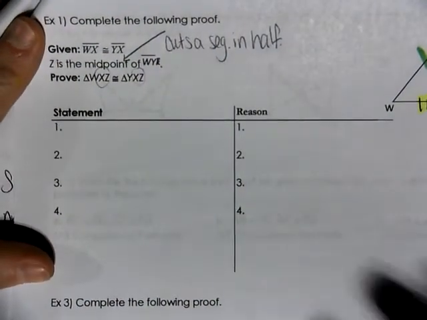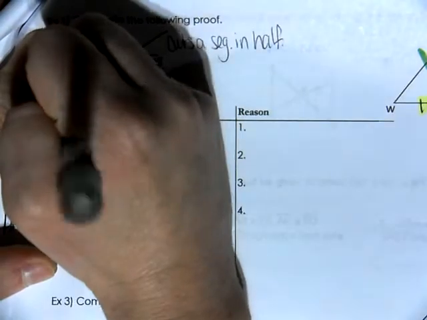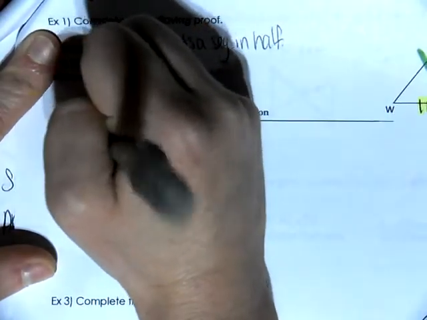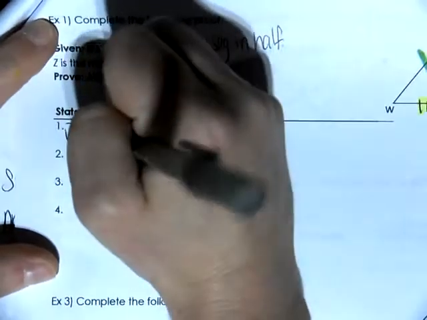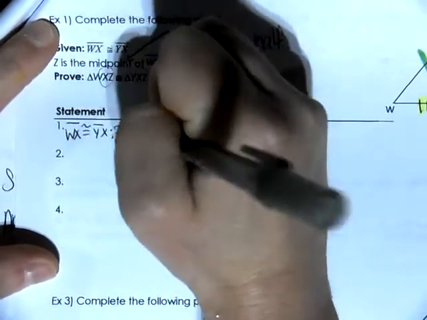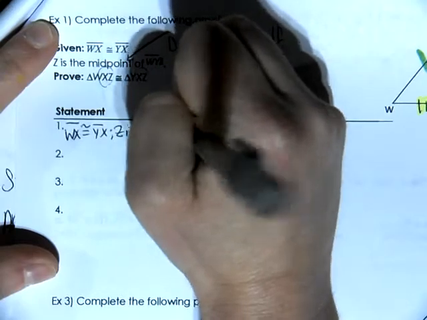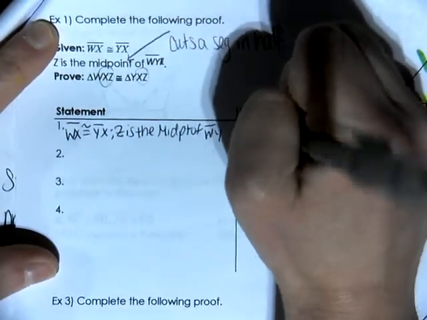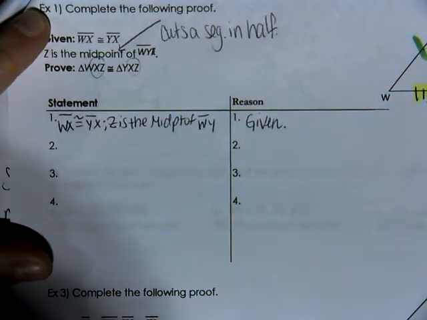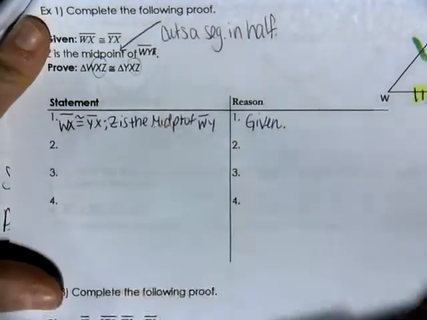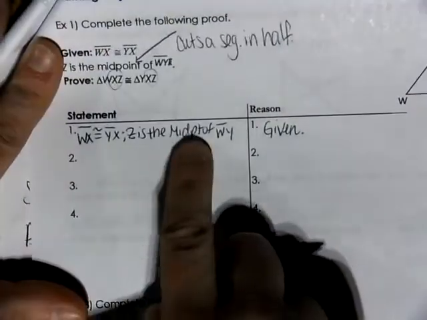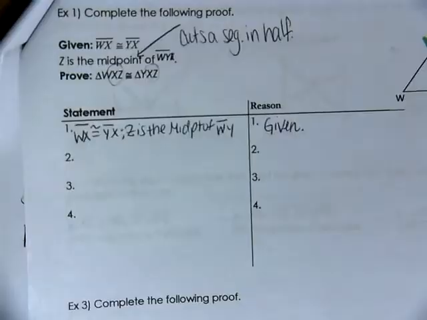Looking at my first statement, we always write down what is given. And I'm going to write that WX is congruent to segment YX, and I'm going to say that Z is the midpoint of WY. And we write this because it is given. The next thing that we talked about was the midpoint. We marked up the yellow information, and we know that a midpoint cuts a segment in half.